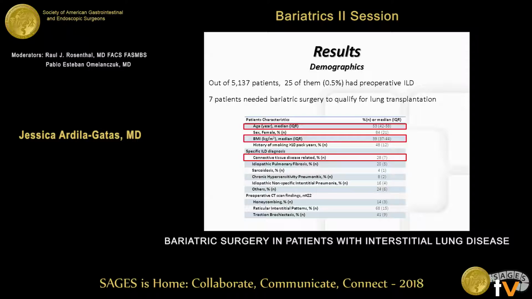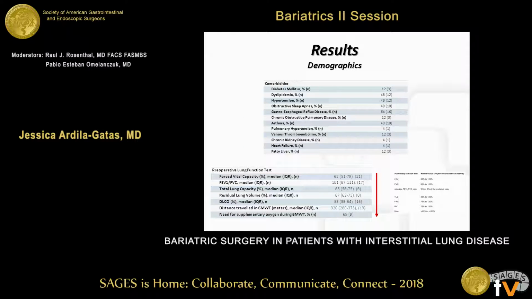As I said, the pulmonologist confirmed the diagnosis of the interstitial lung disease, but we also reviewed the CT scans and found the characteristics of the interstitial lung disease pattern. Some of the comorbidities that our patients had were very common to what all the obese population patients have, like diabetes, dyslipidemia, and hypertension. Of note, about 64% of our patients did have gastroesophageal reflux disease, which will be important later because that affected the decision on what type of operation they were getting.